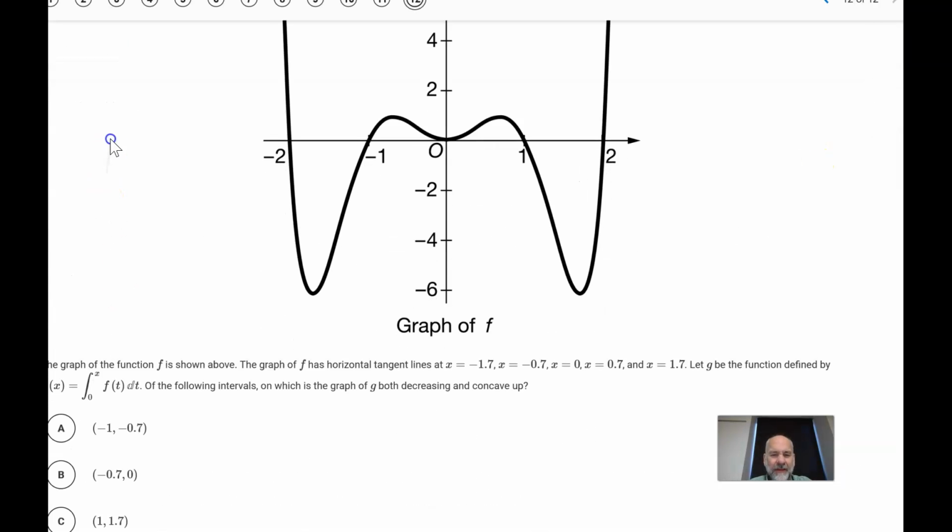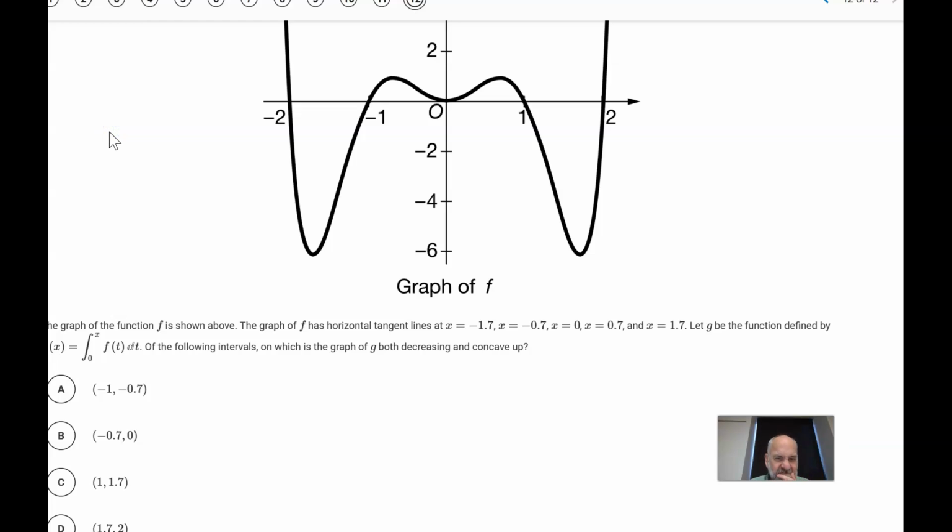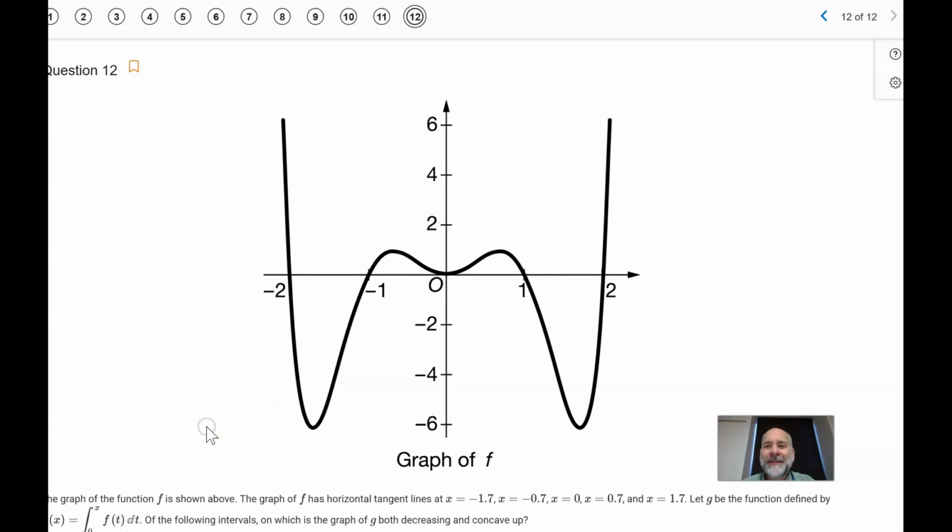I don't think I have anything to say about this one, but I'm just checking it out. Looks totally fine. I'm not going to say anything about that one.